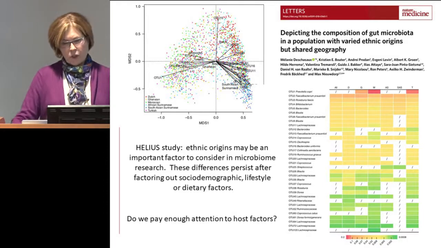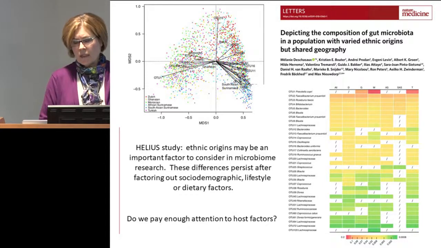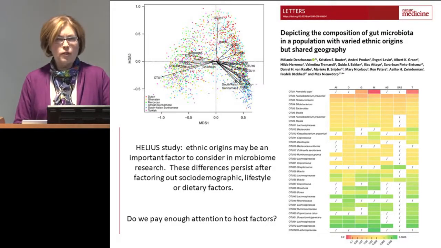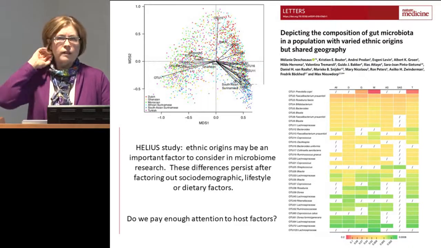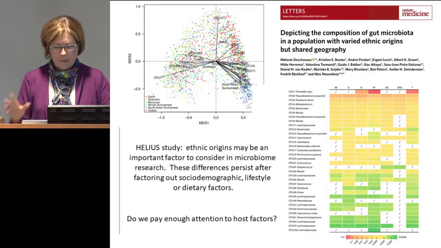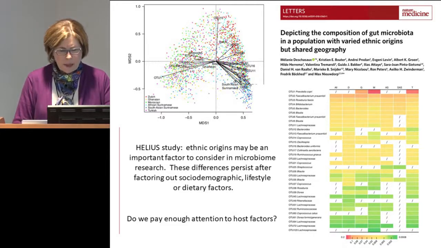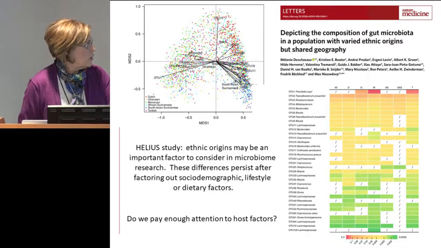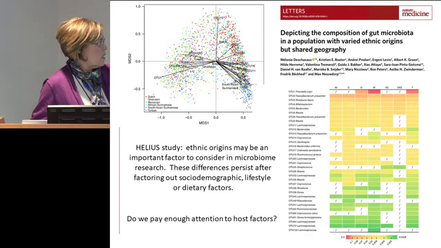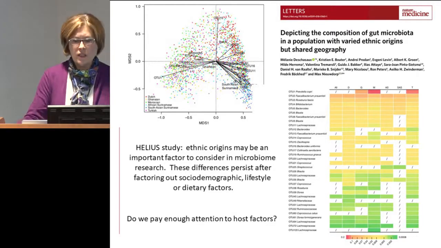This paper described what was called the Helios Study. And this study looked at a group of individuals all living in Amsterdam that self-assigned ethnicity, and the groups were divided into different ethnic populations. I'm not going to go through them here: Dutch, Ghana, Morocco, African Surinamese, South Asian Surinamese, and Turkish.